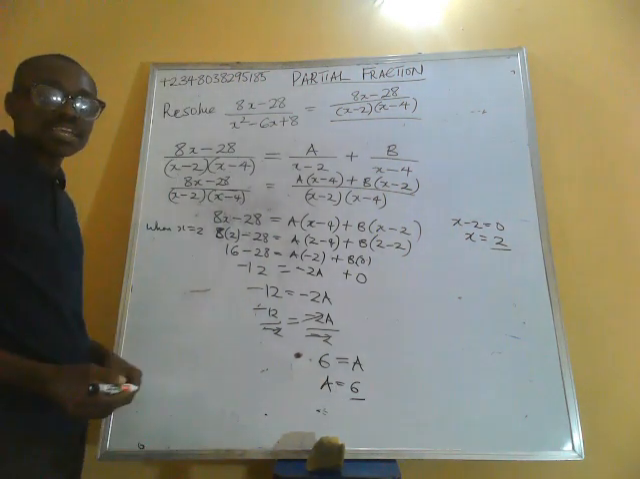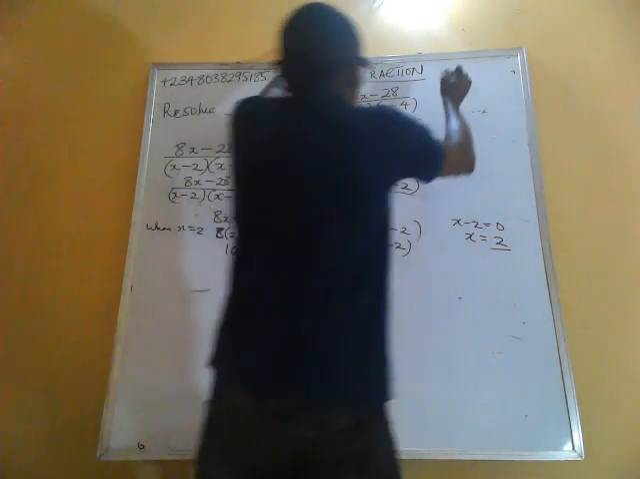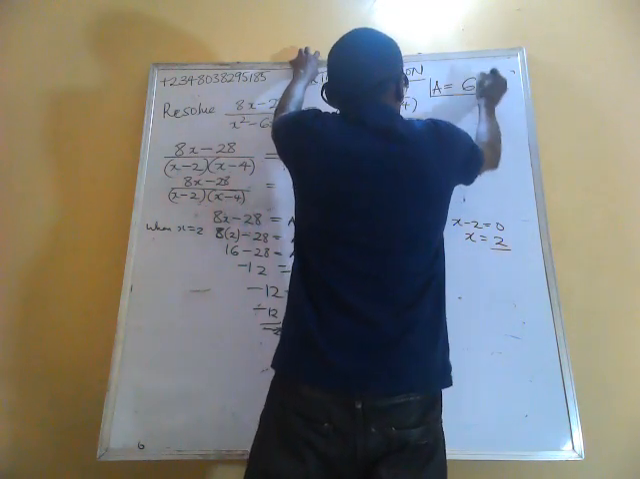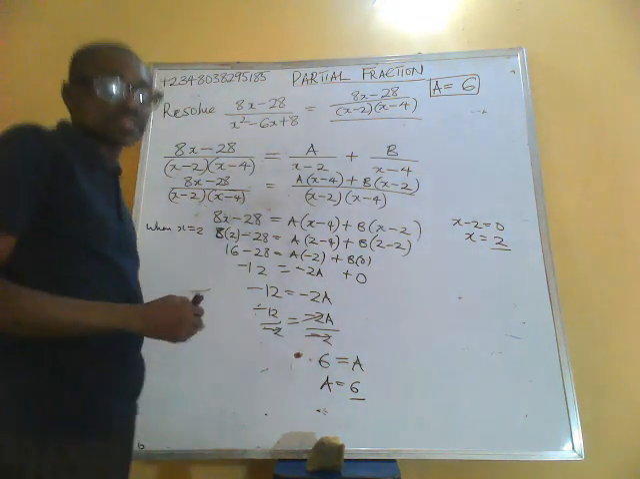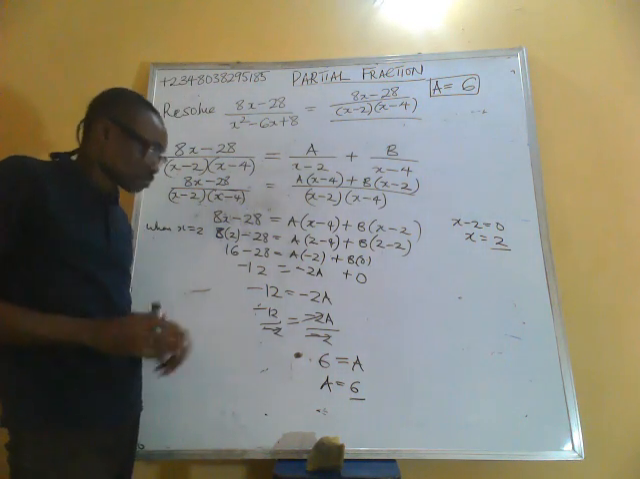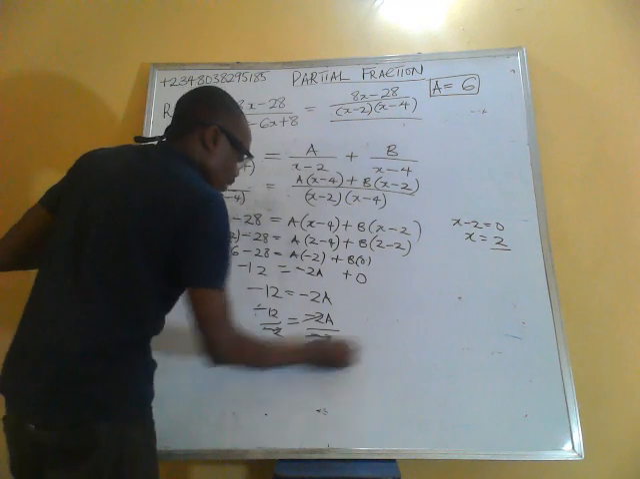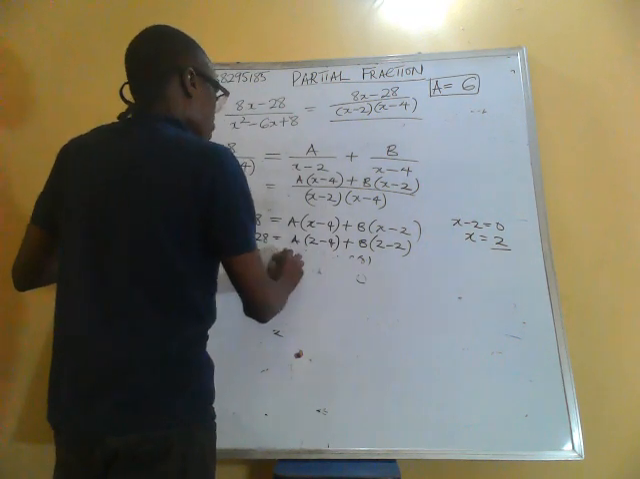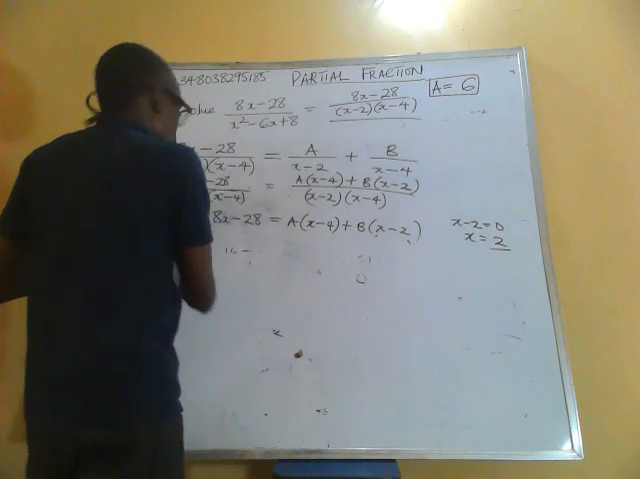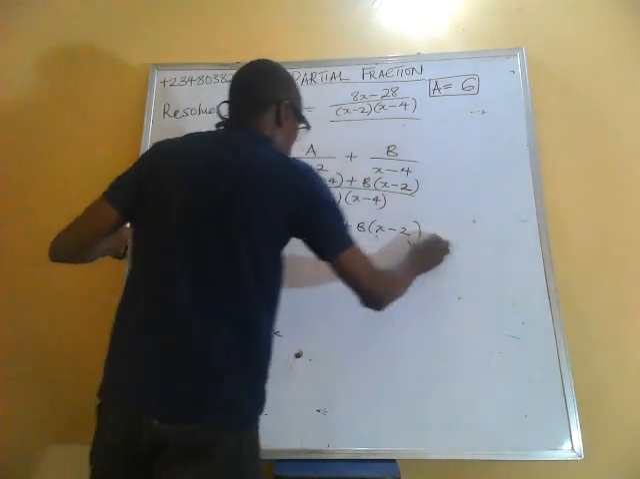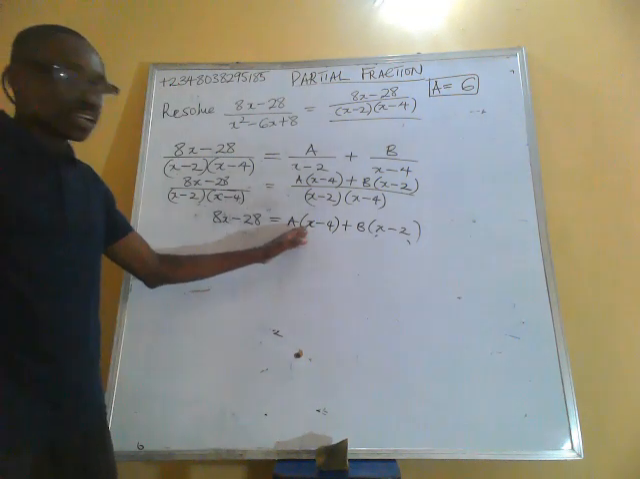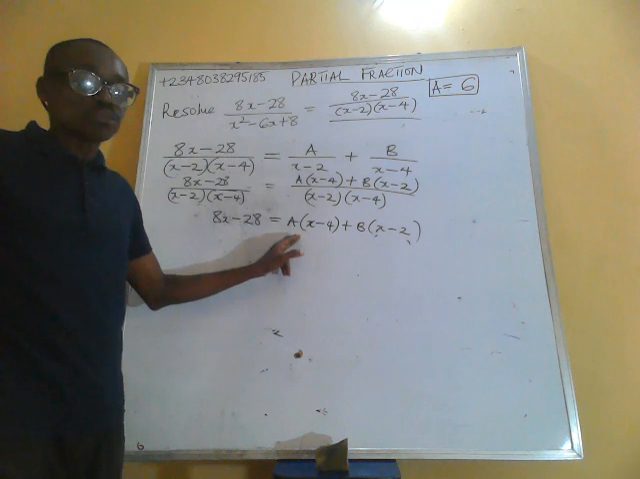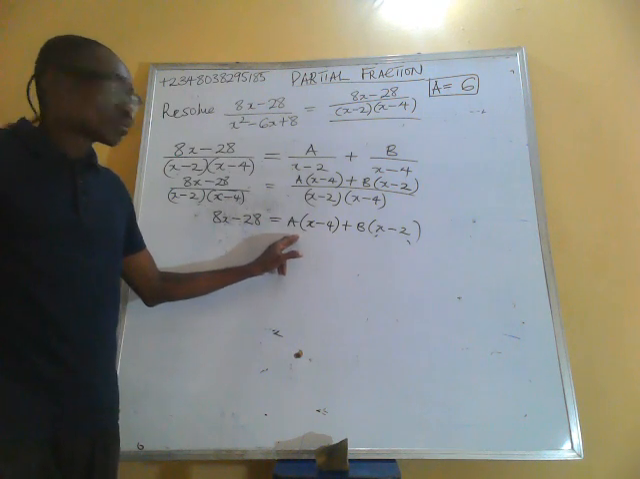So we've gotten our a. That a is equal to 6. Let me write it here. A is equal to 6. So now we need to solve for b, since we've gotten a. Let me quickly rub off the board and solve for b. To solve for b, we need to make a 0. So we'll look for a value that, when we put it into the equation, will make a become 0.